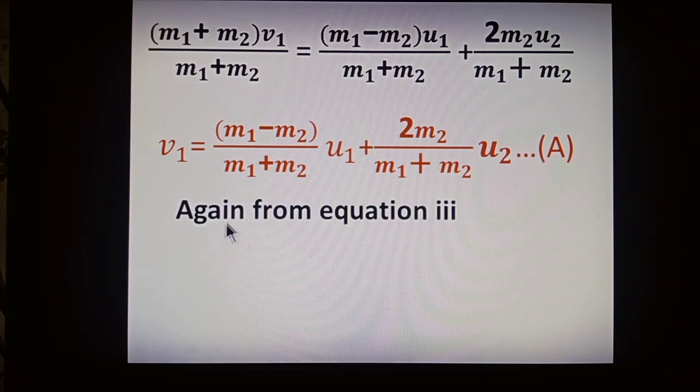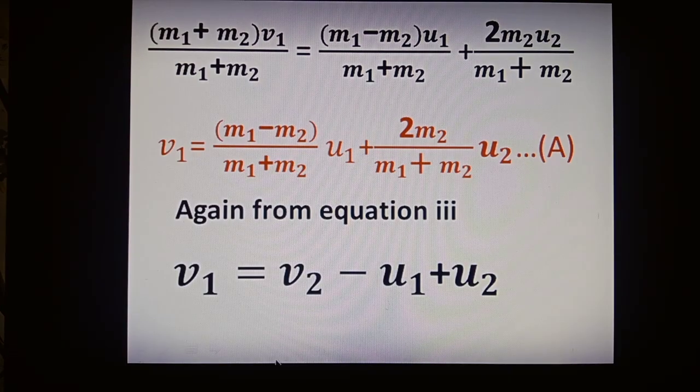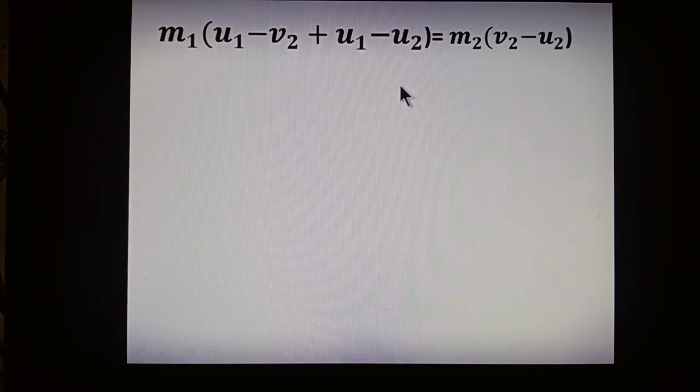Similarly, again from equation number 3, we will find the value of v1, just rearranging the equation, and we will insert this value in equation 1 and solve it for v2. So putting this value in equation 1, m1(u1 - v2 + u1 - u2) = m2(v2 - u2). This was equation 1. I just inserted the value of v1 here.